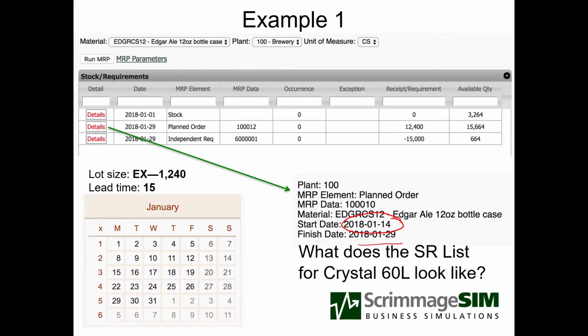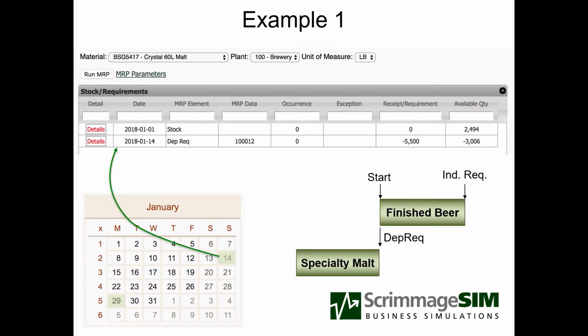This planned order will create a dependent requirement for the Crystal 60L. If we look at the Crystal 60L, we can see the dependent requirement showing up on the 14th, the date that the production order for the Edgar Ale should start. So the production of finished beer creates the dependent requirement that defines when specialty malt needs to be finished and also determines the quantity required from the bill of material.